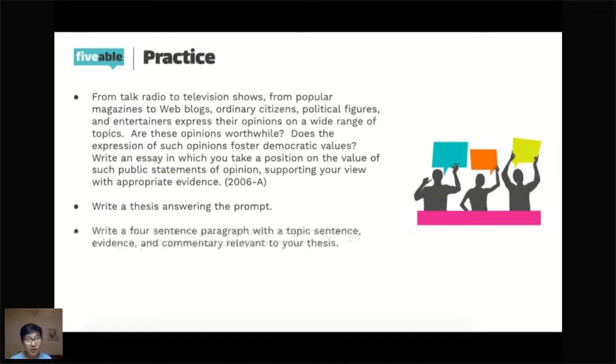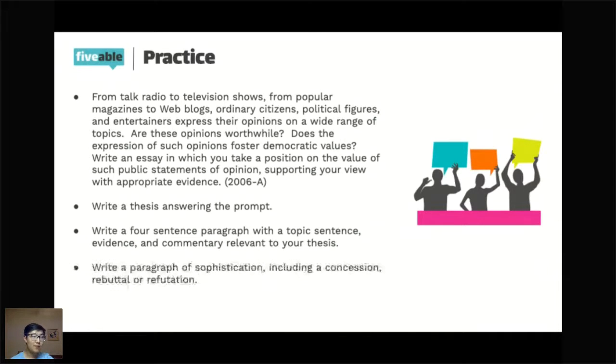So after writing your thesis, write a paragraph. This should really take only about 4 to 5 minutes or so. Writing the thesis and reading the prompt will take about 7 minutes, and honestly, I think you can do it as quickly as 5. And then writing that paragraph shouldn't be too difficult as long as you can think of a subpoint based off of your thesis.